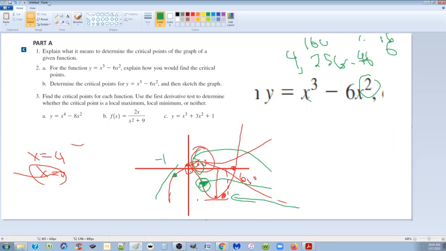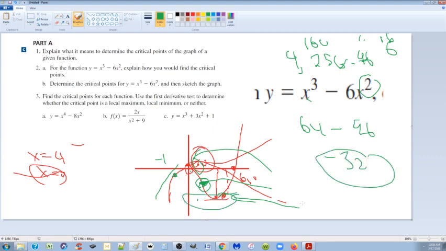4 cubed, so I made a mistake on that. 4 cubed is actually 64, and then it's minus 96, so indeed it is minus 32. Right away, because I knew my graph, I knew I got the wrong value. So we're dealing with 4 comma minus 32 as the min, right there.